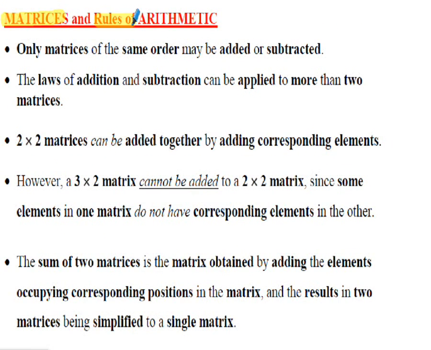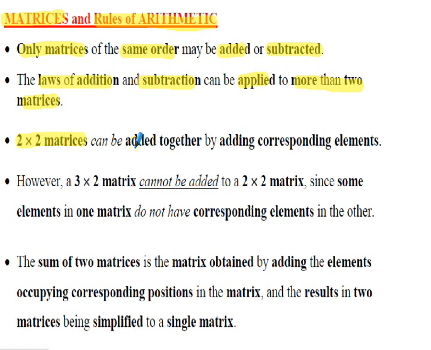Matrices and rules of arithmetic. Only matrices having the same order, 2 by 2, 3 by 3, can be added or subtracted. The laws of addition and subtraction can be applied to more than 2 matrices. So we could have 3 matrices that are added or subtracted.